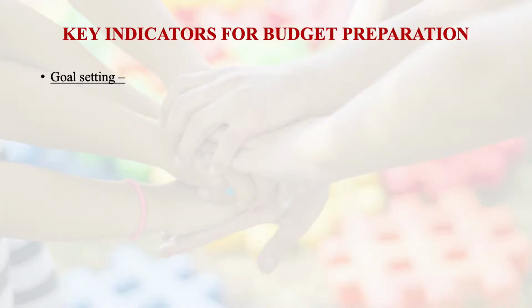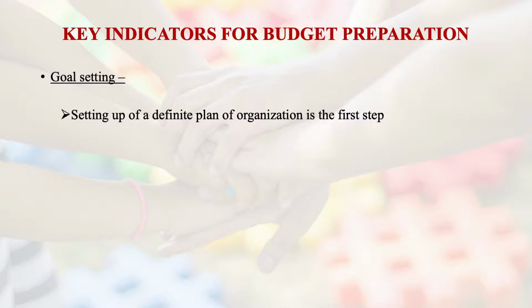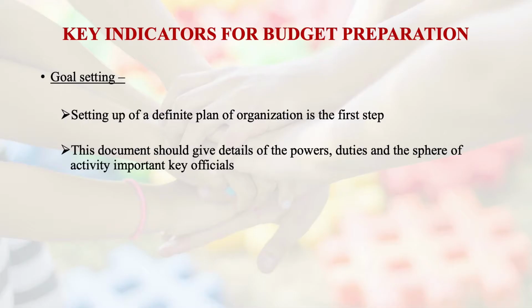Now, these are some of the key indicators for budget preparation. We'll just go through it. One is goal setting. Setting up a definite plan of the organization is the first step, and that is very important because when we talk about strategic management, which we did in the first course, Introduction to NGO Management, it is very important to have a proper strategy for the organization or an NGO. And this document should give details of the powers, the duties, the activities which are important for the key officials.